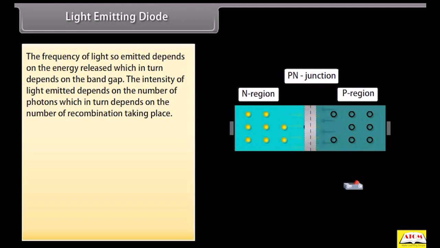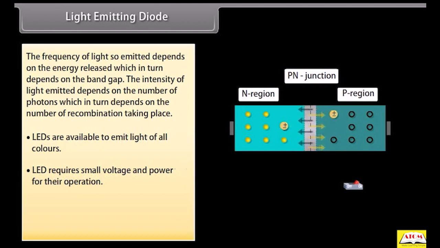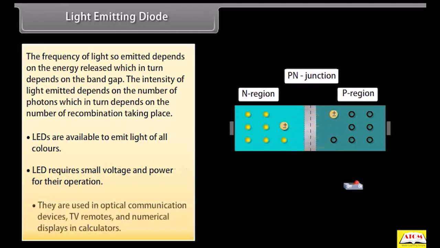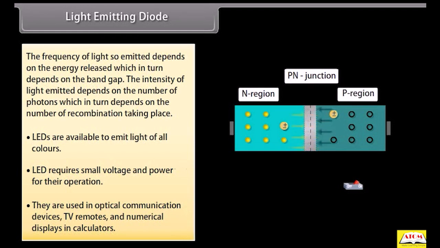The intensity of light emitted depends on the number of photons, which in turn depends on the number of recombinations taking place. LEDs are available to emit light of all colors. LEDs require small voltage and power for their operation. They are used in optical communication devices, TV remotes, and numerical displays in calculators.